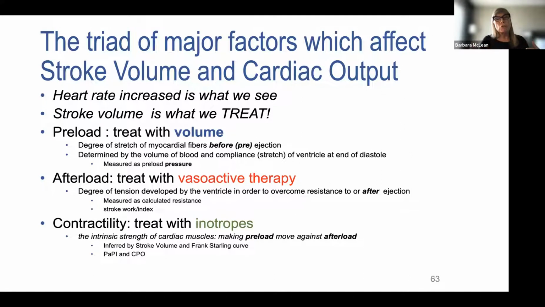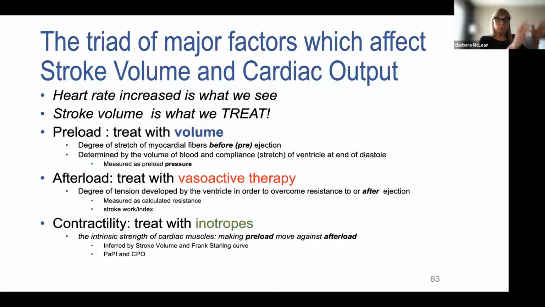If I need to increase your contractile function, I gave you volume, your stroke volume didn't increase. I started you on vasopressors, your stroke volume decreased. I'm going to give you an inotrope to see if I can improve your stroke volume, and that's going to be really important. Now, that lends itself to understanding why we really need to have a methodology to look at cardiac output and probably more realistically, stroke volume.